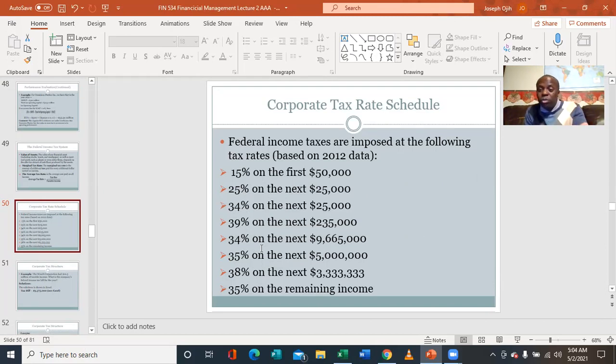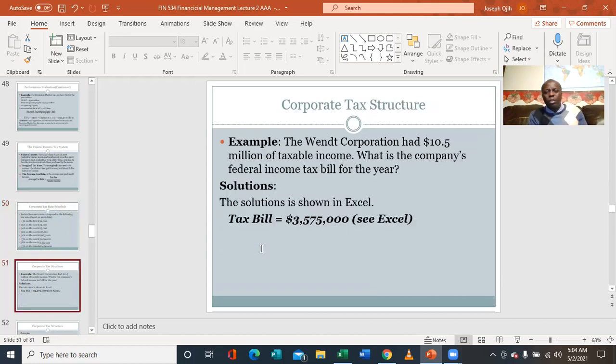Let us see how we can use this to calculate the tax bill of a company. Look at this company. It says Went Corporation has 10.5 million of taxable income. What is the company's federal income tax bill for the year? So I'm going to do this in Excel. We put in all this information.